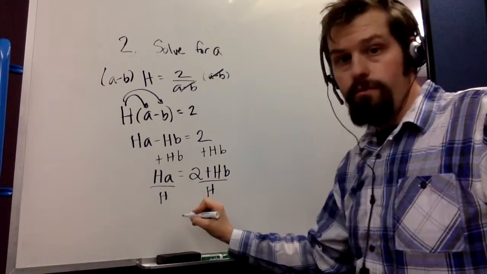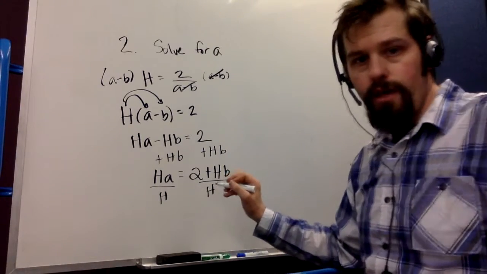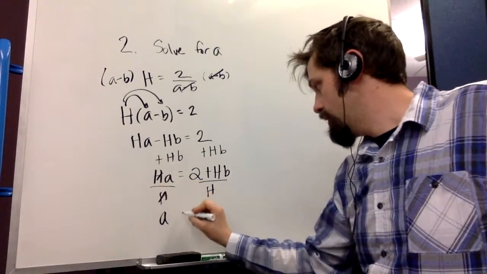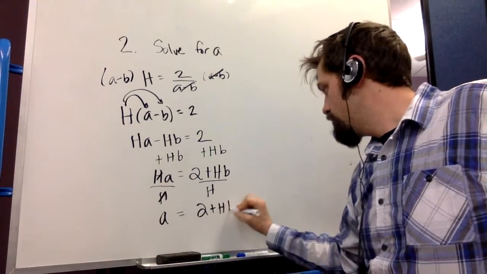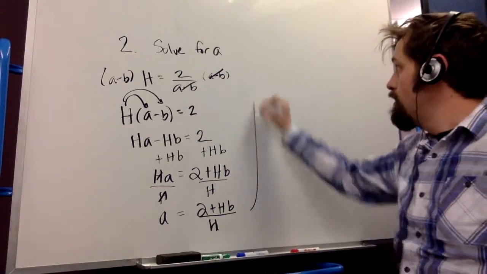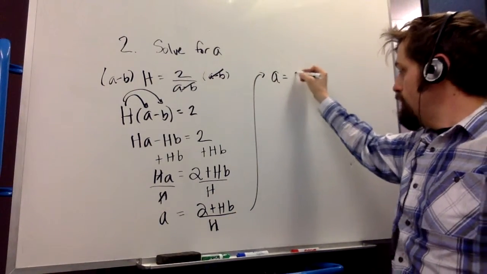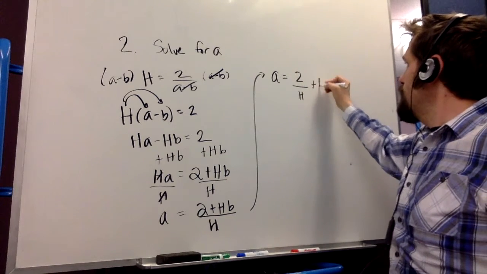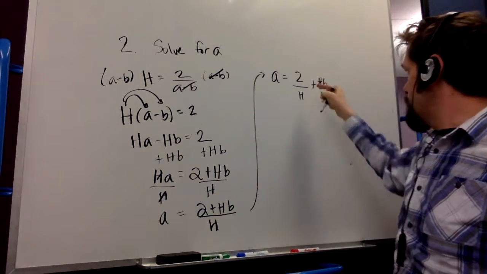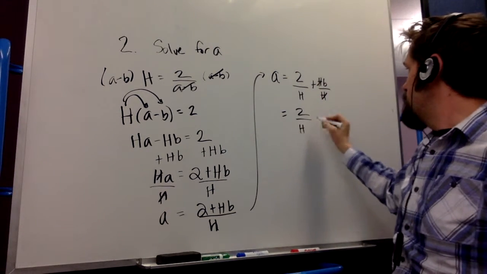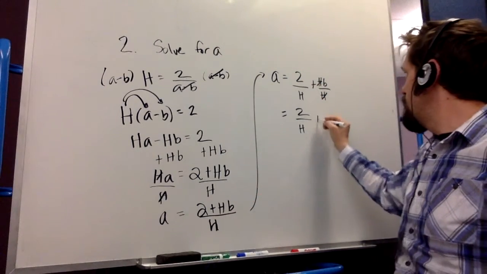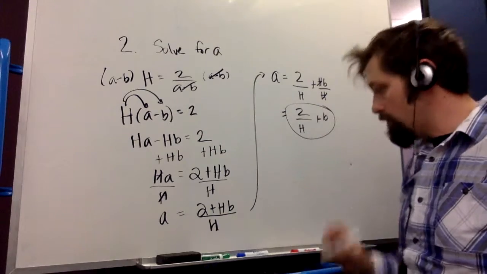Divide by h. And now we have a, because that makes 1, equals 2 plus hb all over h. And that's a perfectly fine solution. You might want to simplify this way, 2 over h plus hb over h. You can do that as well. Just notice that you have to divide the 2 by h as well as the hb by h. Either one of those is fine.